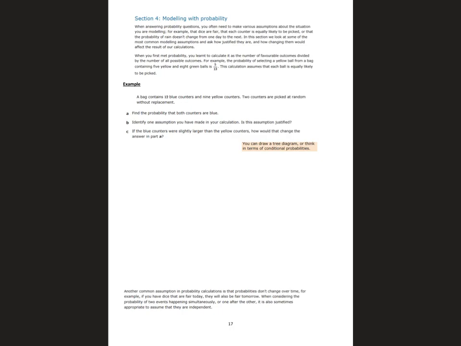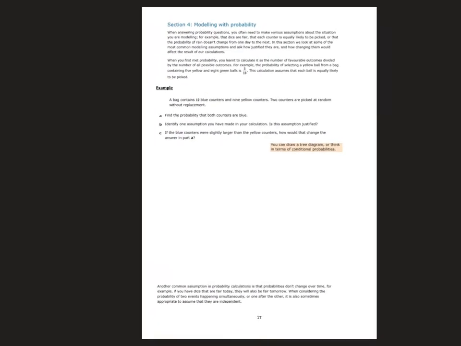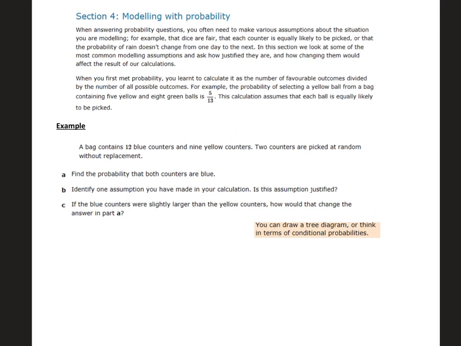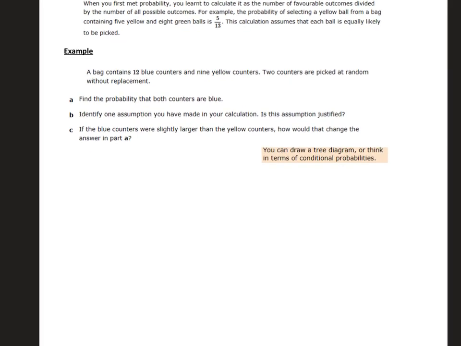Okay, and finally, a bit of modeling with probability. This is where we have to make assumptions. A bag contains 12 blue counters and 9 yellow counters. 2 counters are picked at random without replacement. Find the probability that both counters are blue. Well, let's draw a tree for that one. That's the best way of doing it.